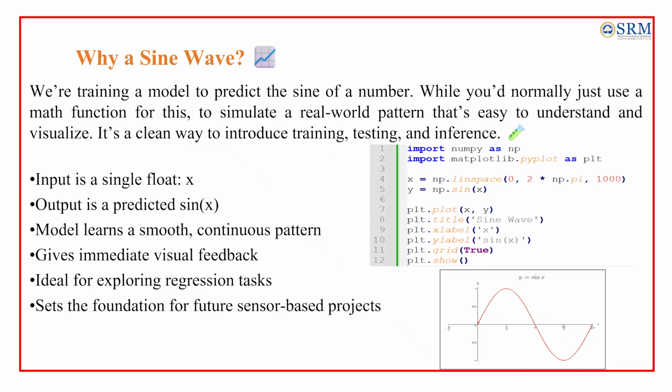It also gives instant visual feedback. You can plot the predicted versus actual values and immediately see how well the model is performing. This example sets a foundation. Later, instead of sine waves, we'll use sensor data like accelerometer or microphone input. So think of it as training wheels for TinyML. Once you can predict a sine, you are ready to predict real-world signals. In this code, we use a single float x as input and output the predicted sine x. The model learns from this smooth, continuous pattern and gives immediate visual feedback, ideal for exploring regression tasks. So here is the predicted sine wave.